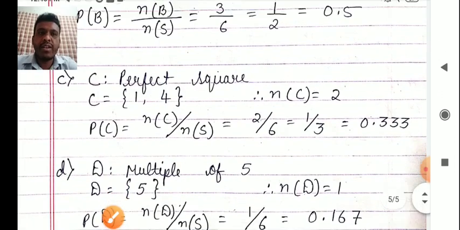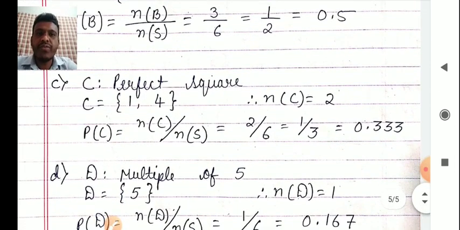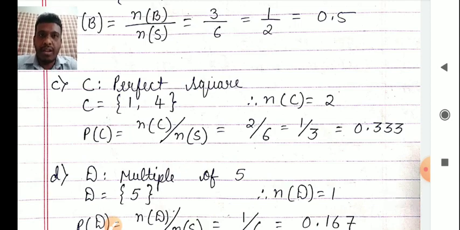Perfect square. So what are perfect squares? First, perfect squares are 1 into 1. So first number is 1. So 1 square is 1 into 1, that is 1. So 1 is a perfect square. The next number in natural numbers is 2. So the perfect square is 2 into 2 is 4. So 4 is a perfect square. The next number is 3. 3 into 3 is 9. The next perfect square is 9.